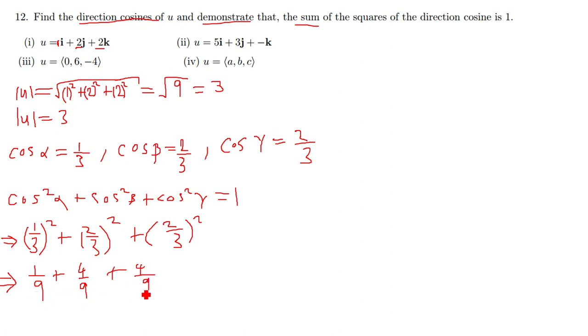So when you add these, since we have the same denominators, we just add the numerators. So 1 plus 4 plus 4 gives 9. And then 9 divided by 9 gives us 1. So we have demonstrated that this is going to give us 1. This is how you solve even the other two questions that have remained. Yeah. So let's quickly move on to the next question.